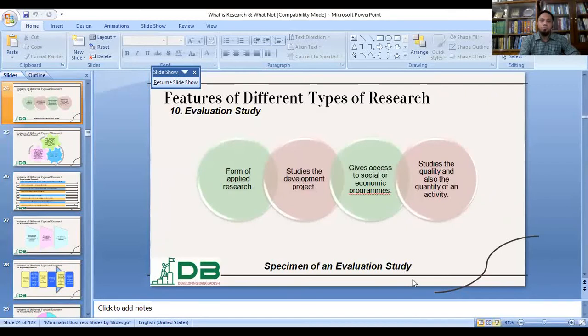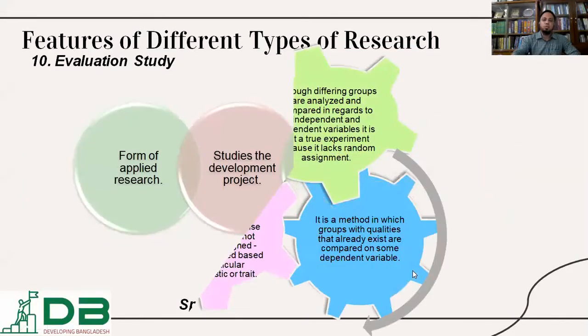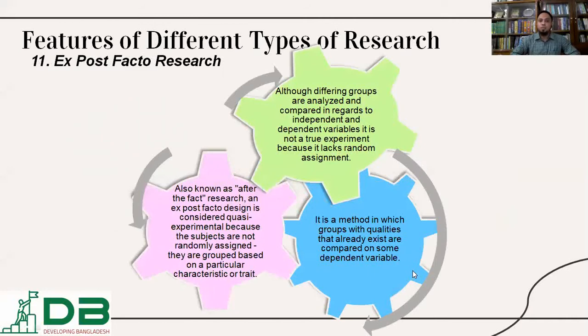Now, at this point of time, let's see the next one, which is ex post facto research. As we were discussing, different groups are analyzed here to compare independent variables with a dependent variable. For example, we can study whether higher educated people earn more money. It's a hypothesis, whether it is fact or not.